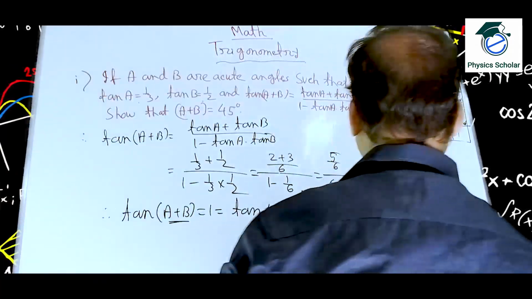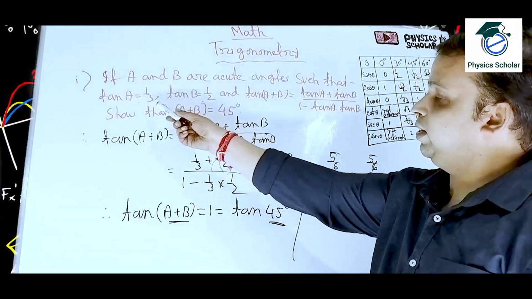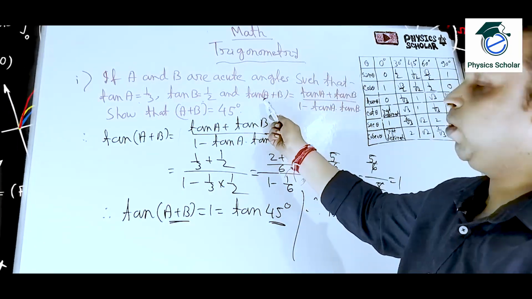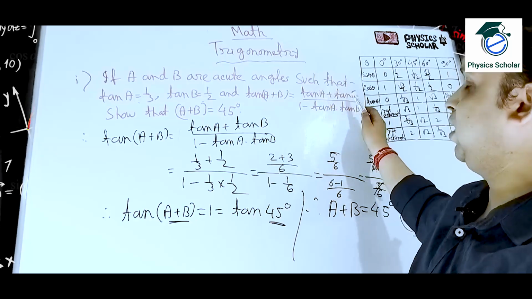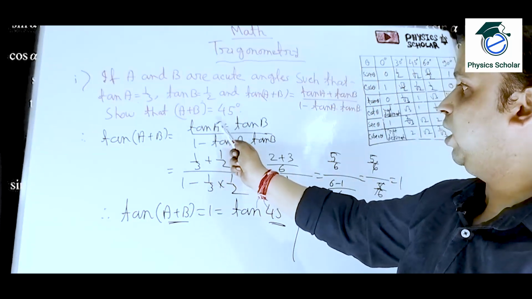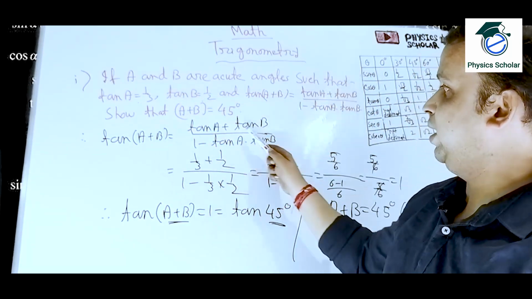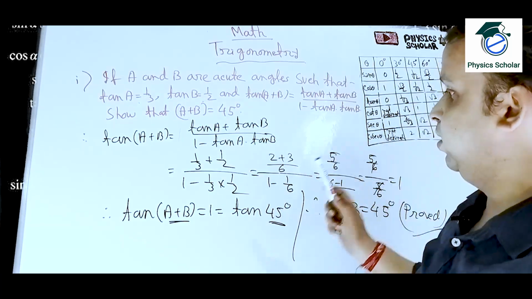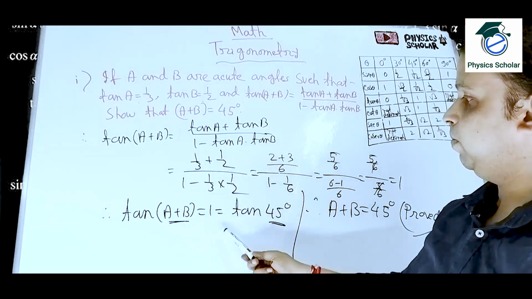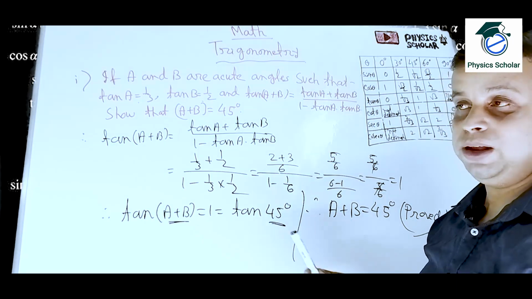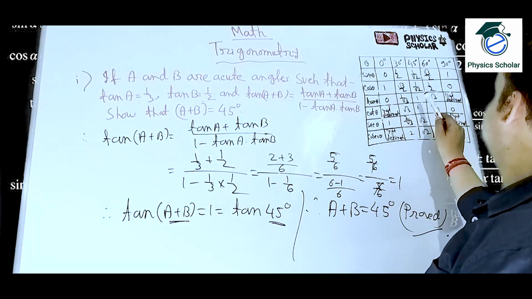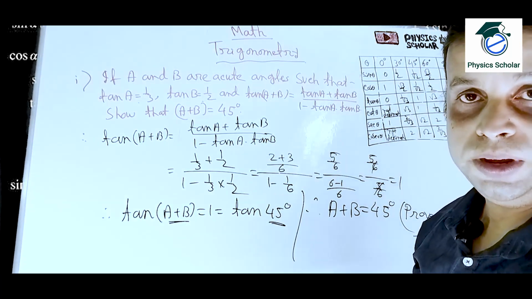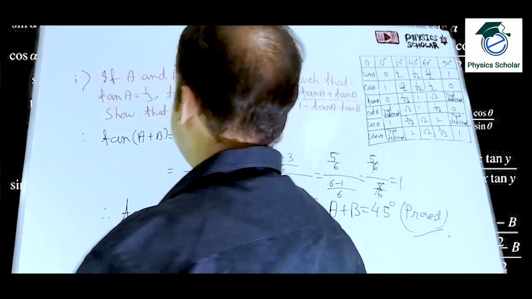So students, hope you have understood this. It is given tan a is equal to 1/3 and tan b is equal to 1/2. This is the formula of tan of a plus b actually: tan a plus tan b by 1 minus tan a tan b. Now we are putting the value of tan a which is given and tan b which is given, 1/3 and 1/2. And after calculating it is coming 1. So tan of a plus b is equal to 1, which is tan 45 degree. The value of tan 45 degree is 1, you can see the chart. So a plus b is equal to 45 degree. Okay, so hope you have understood this.